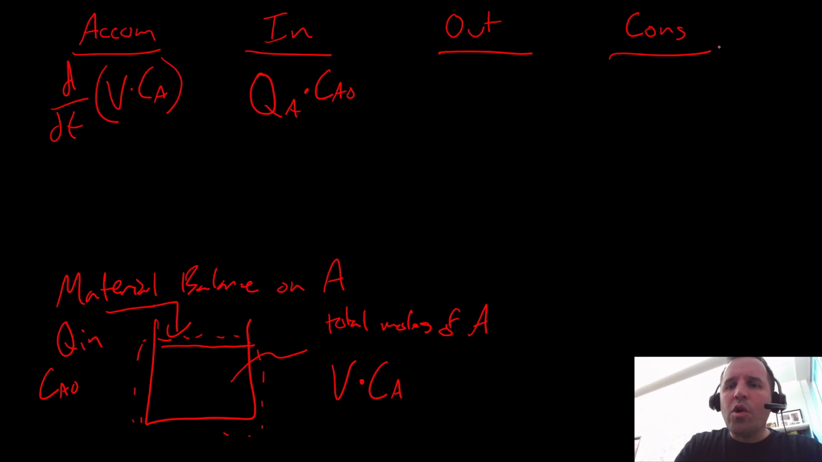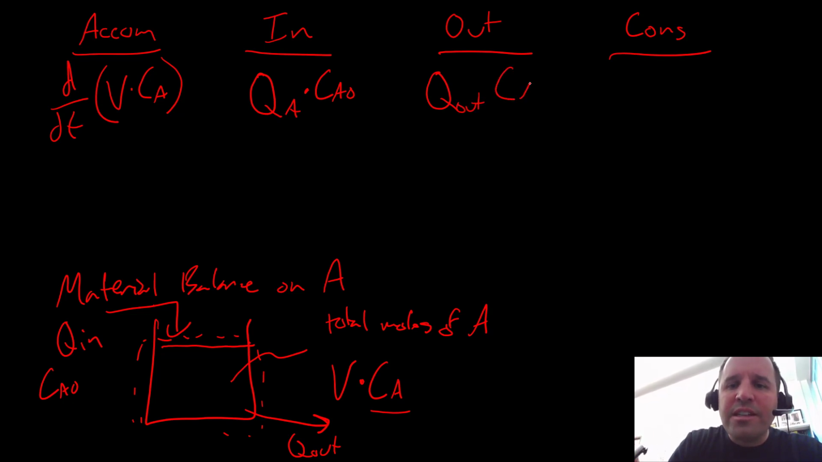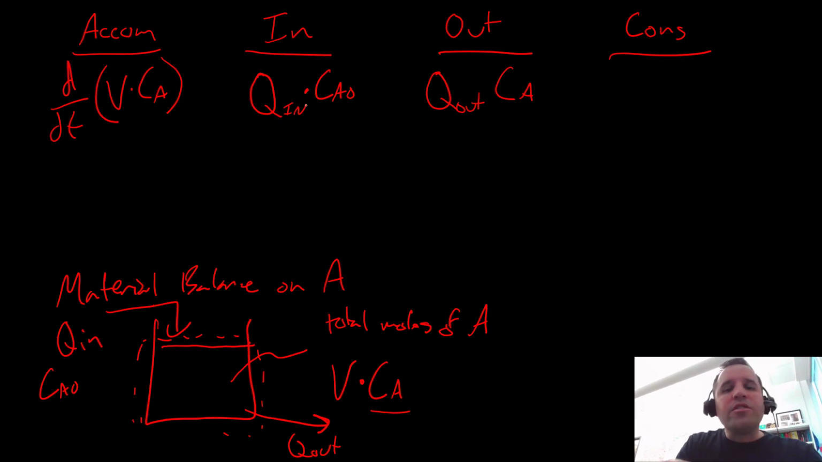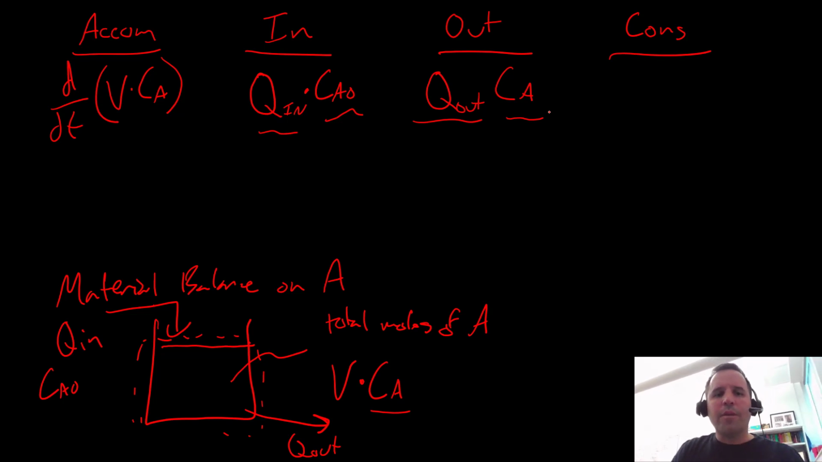So what is leaving our system is going to be Q out. I'll draw a straight line there. Because the CSTR is well mixed, what leaves the system has the same concentration that's mixed throughout the system. So what's leaving our system is going to be Q out multiplied by C_A. And I made a mistake here. We're calling this flow rate Q in. Notice we have two different flow rates and we also have two different concentrations here.